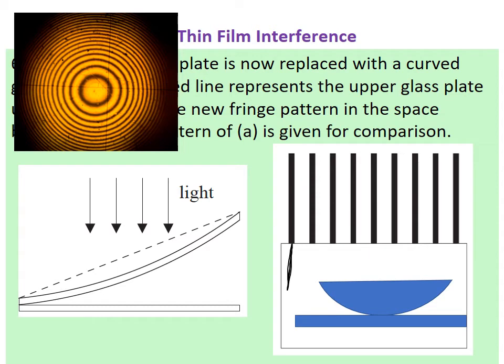So we have 1, 2, 3, 4, 5, 6, 7, 8, 9 fringes. There should still be 9 fringes. All that's happened is, as you go from left to right, the spacing of the fringes gets smaller and smaller. So 2, 3, 4, 5, 6, 7, 8, 9. I mean, who would know to do this unless you study Newton's rings?